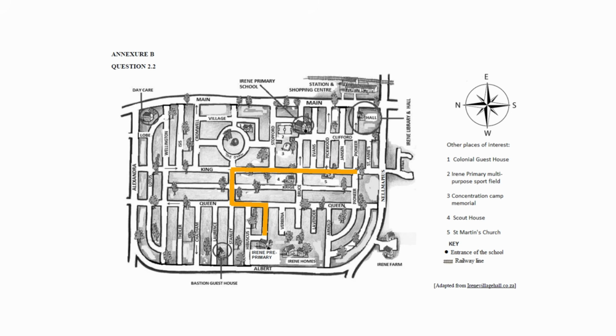Turn right into King Street, pass 5 streets and then turn left. Finally, continue across the first street. Before the next intersection, Busiswe will be waiting for David. The place that this leads to is Irene Hall.